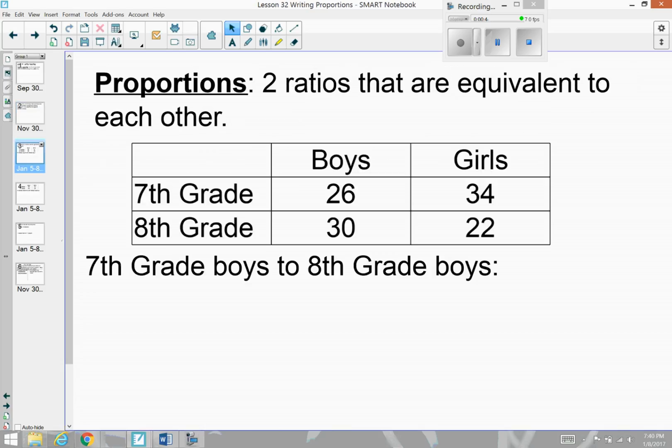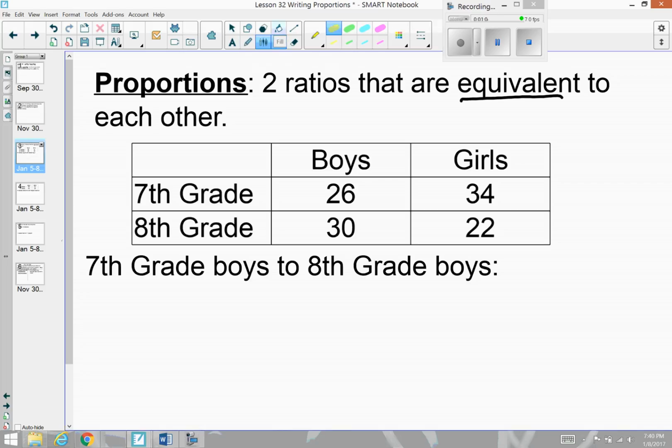So today we're looking for another set of proportions. Again, two ratios that are equivalent to each other. Equivalent means that they are equal to each other some way. We need to identify what the parts are that we are comparing with each other.